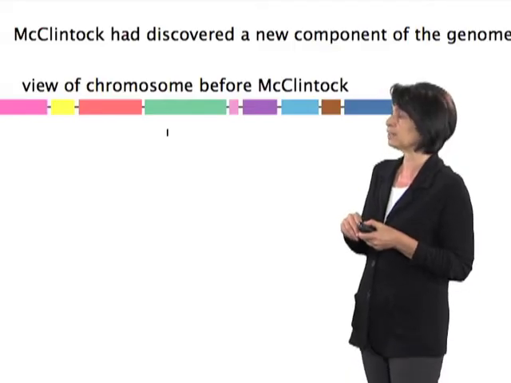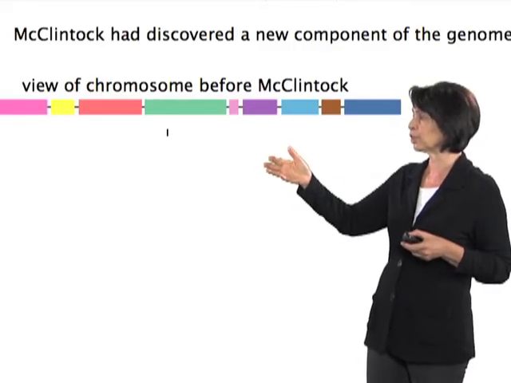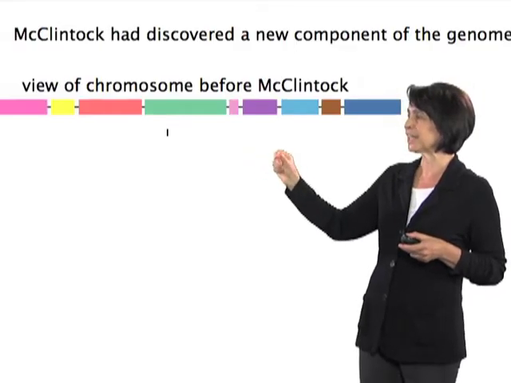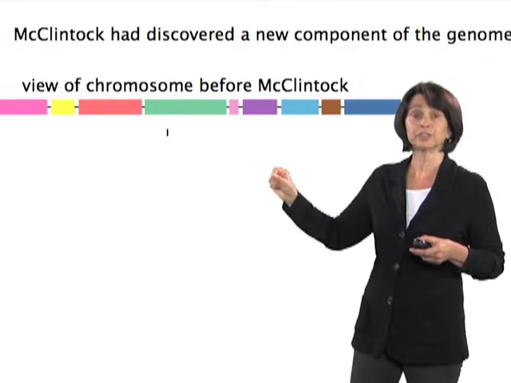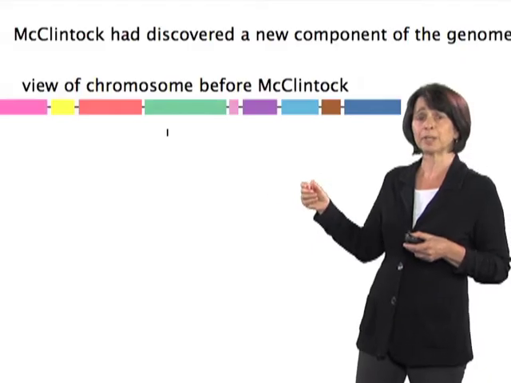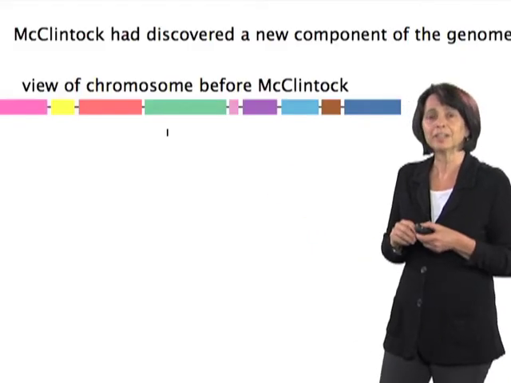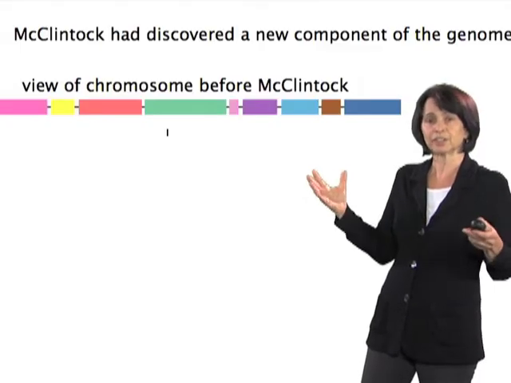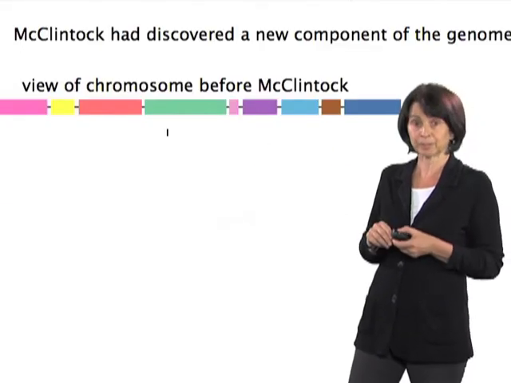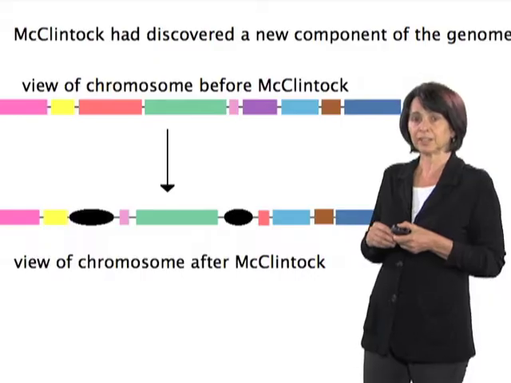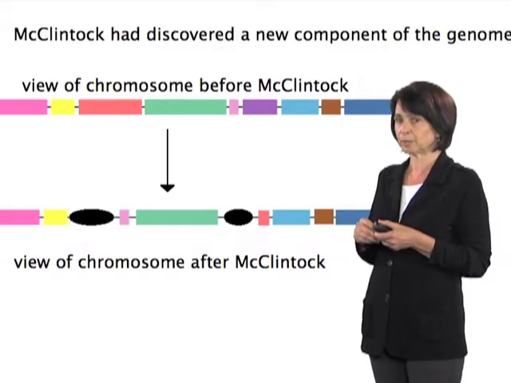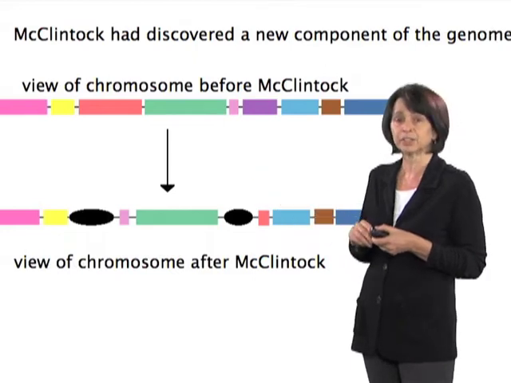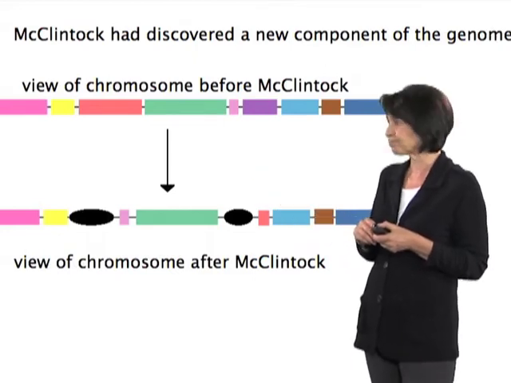And I've drawn that here as a chromosome before McClintock, showing these rectangular boxes, and those are representations of genes. So before McClintock, people thought, when they thought about it at all, that chromosomes were essentially genes, sort of lined up like beads on a string. After McClintock, it was recognized that there was another component in the genome. And that component, as I draw in black ellipses here, were the transposable elements.